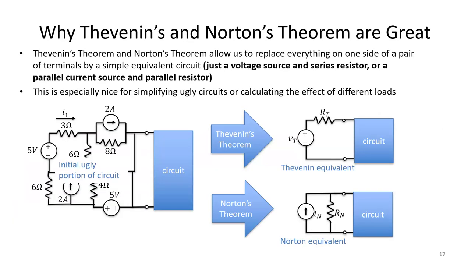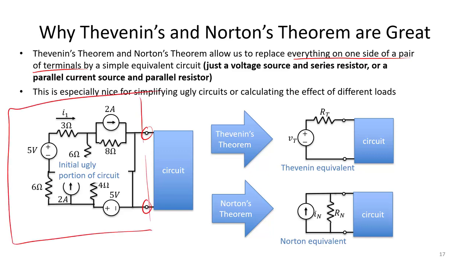So why do we bother with Thevenin's and Norton's theorems? Why are they so great? Once again, one of the big advantages of Thevenin's theorem and Norton's theorem is that we can replace everything we don't like. Basically, we can just partition off the stuff we don't like in our circuit, and we can replace everything on one side of a pair of terminals by an equivalent circuit.